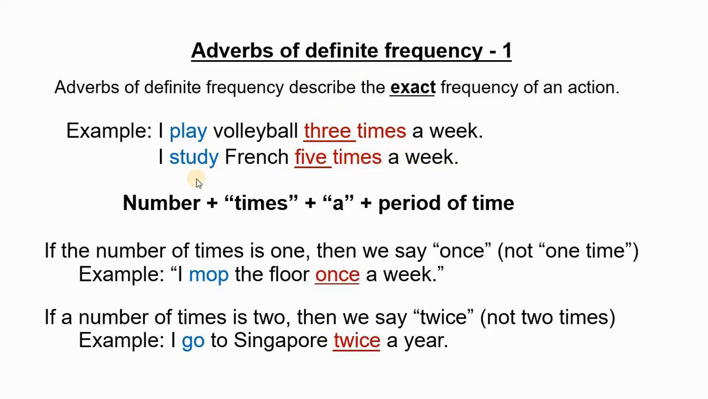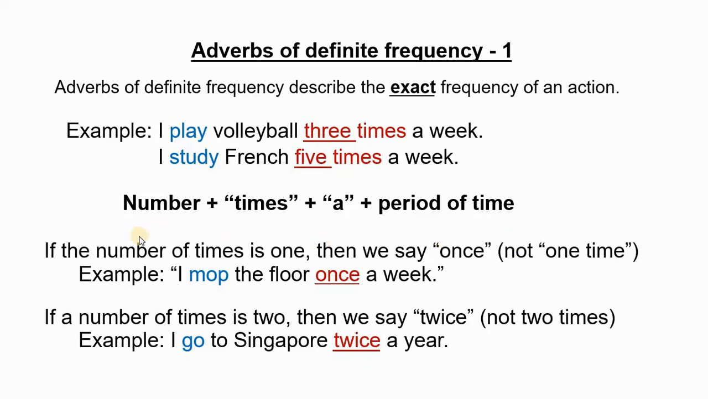I go to work 5 times a week. I study French 5 times a week. So the form is number, then the word times, and a word a, and then a period of time. For example, 2 times a week.